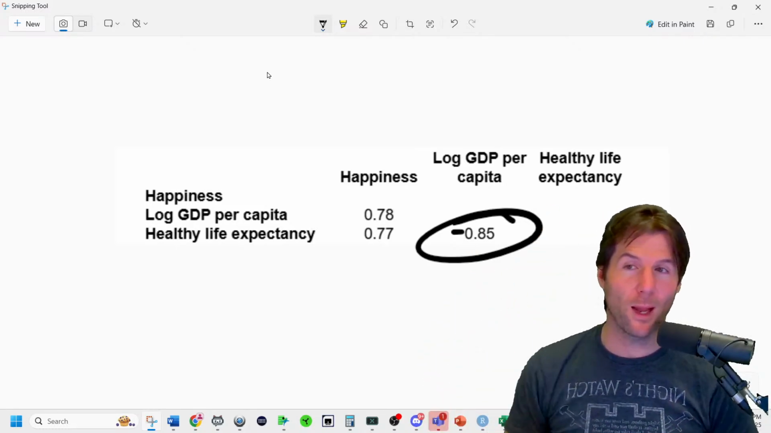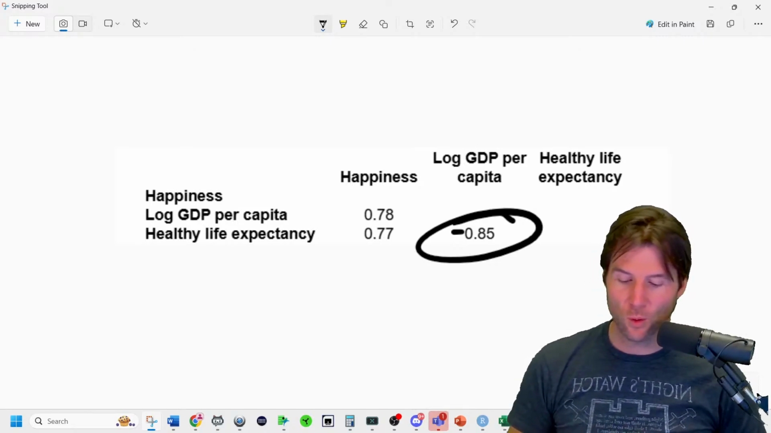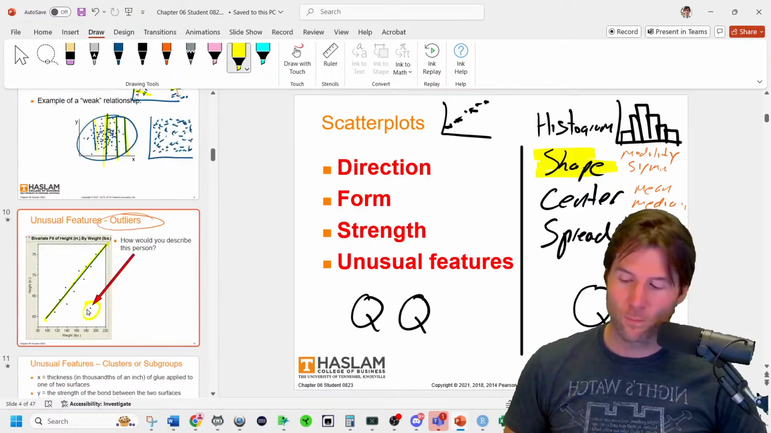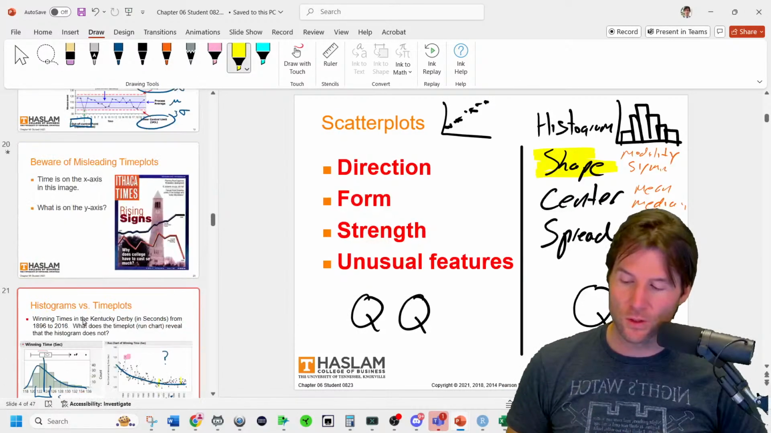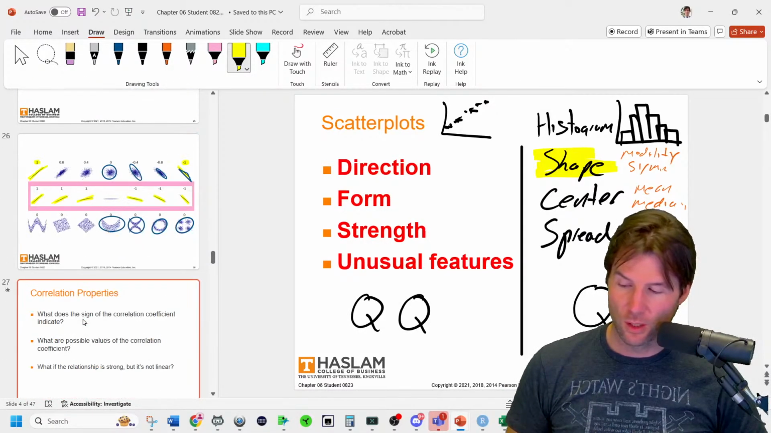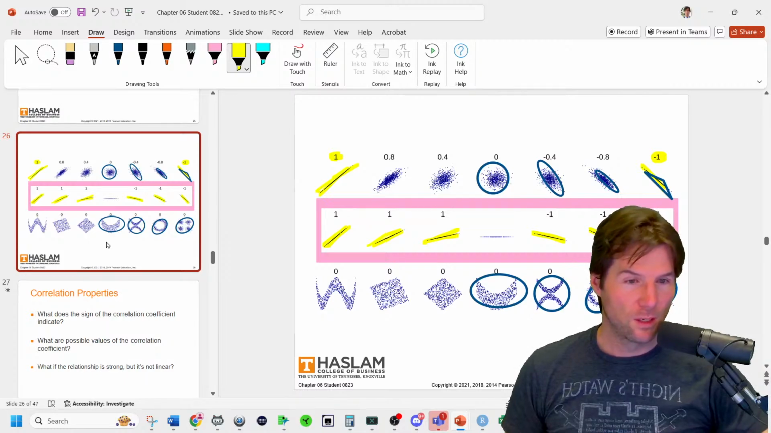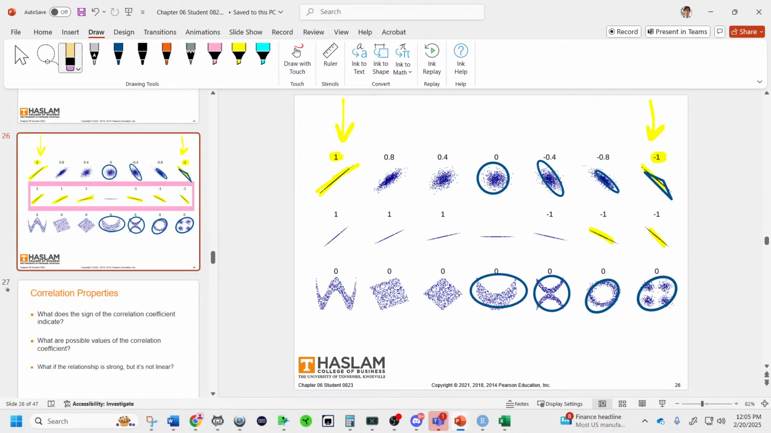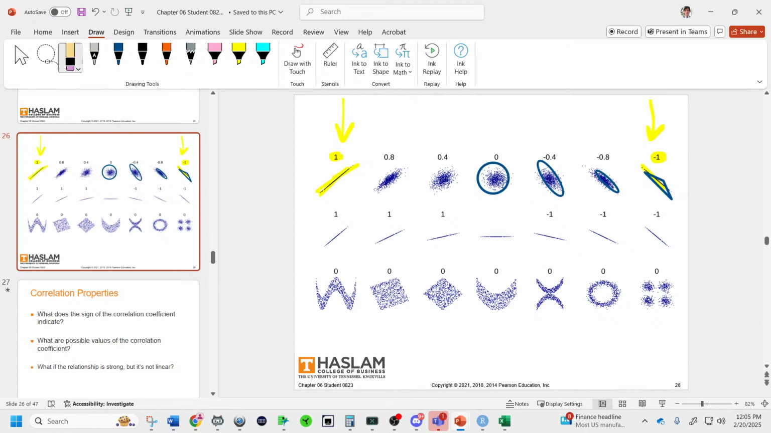Strength is determined by absolute value, and the strongest correlations have values closest to what or what? The strongest correlations have values of correlation closer to 1 or -1. The weakest correlations have correlations closer to 0.